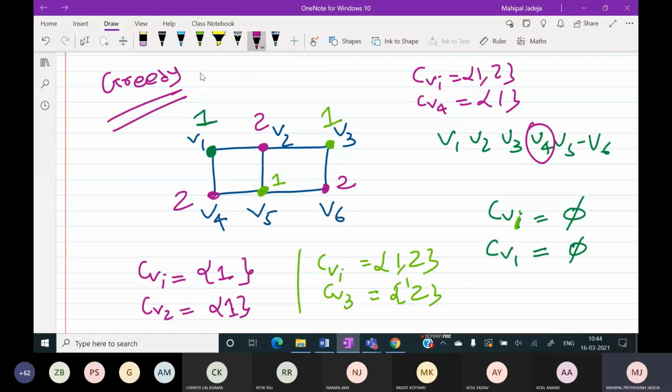In detail you will learn about this in your algorithms course. But the idea is this: if you remember algorithms corresponding to minimum spanning trees, Prim's and Kruskal's, in each iteration you try to minimize something. So here you try to minimize the total number of colors used. Therefore, this particular approach is greedy. It's also called a sequential approach.